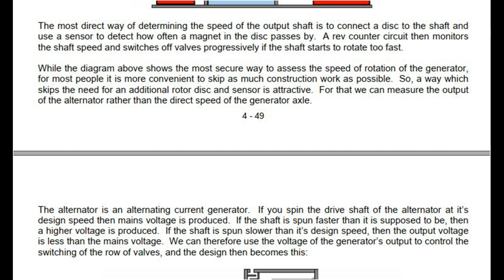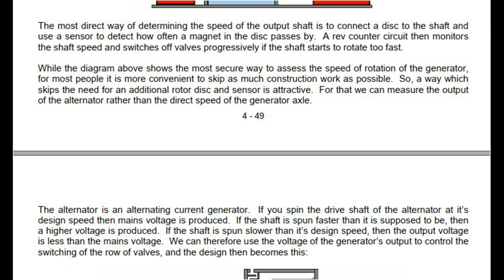The most direct way of determining the speed of the output shaft is to connect a disc to the shaft and use a sensor to detect how often a magnet in the disc passes by. A rev counter circuit then monitors the shaft speed and switches off valves progressively if the shaft starts to rotate too fast.